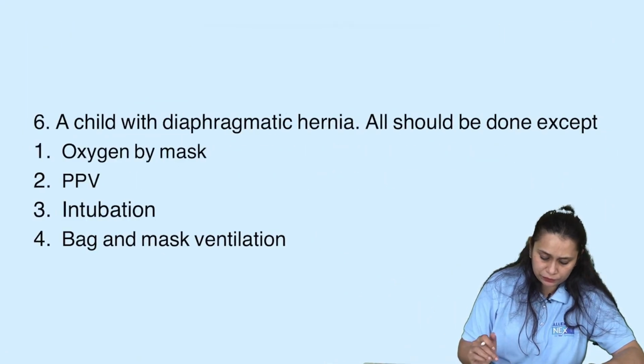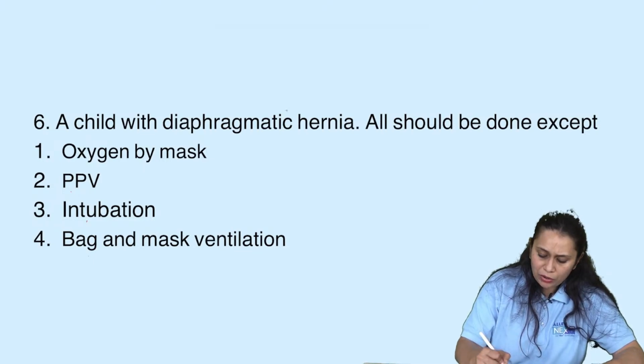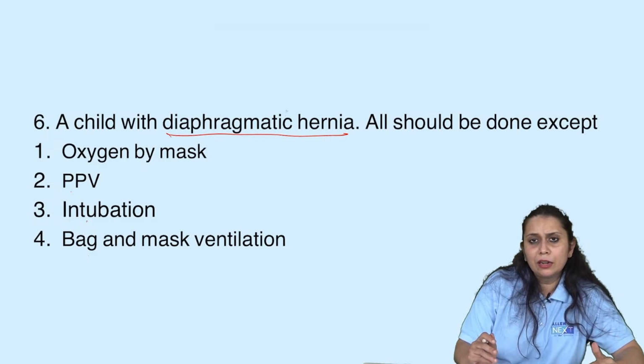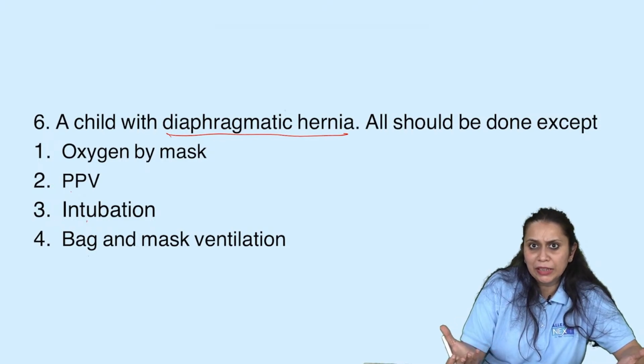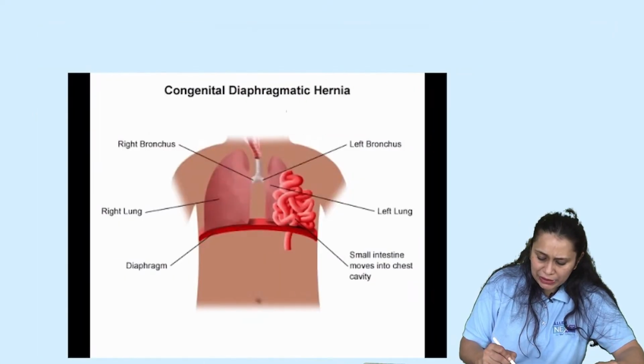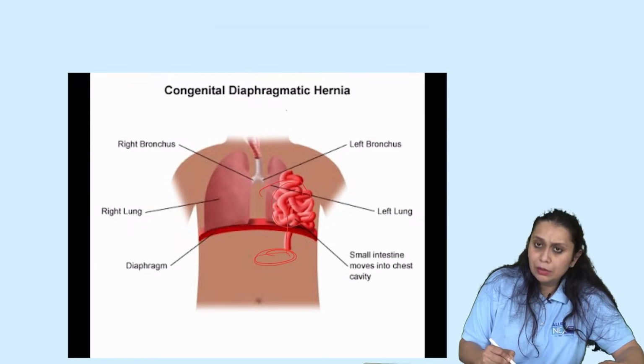Okay. Next question. A child with diaphragmatic hernia, all should be done except. So oxygen by a mask, positive pressure ventilation, intubation, bag and mask ventilation. What should not be done in diaphragmatic hernia? We get a lot of cases of diaphragmatic hernia to get operated, right? To give anesthesia to these kind of patients. What we avoid in these patients? What we should not do? Well, if you see in diaphragmatic hernia, what happens? The stomach content goes into the thoracic cavity and it is pressing the lungs. Okay.